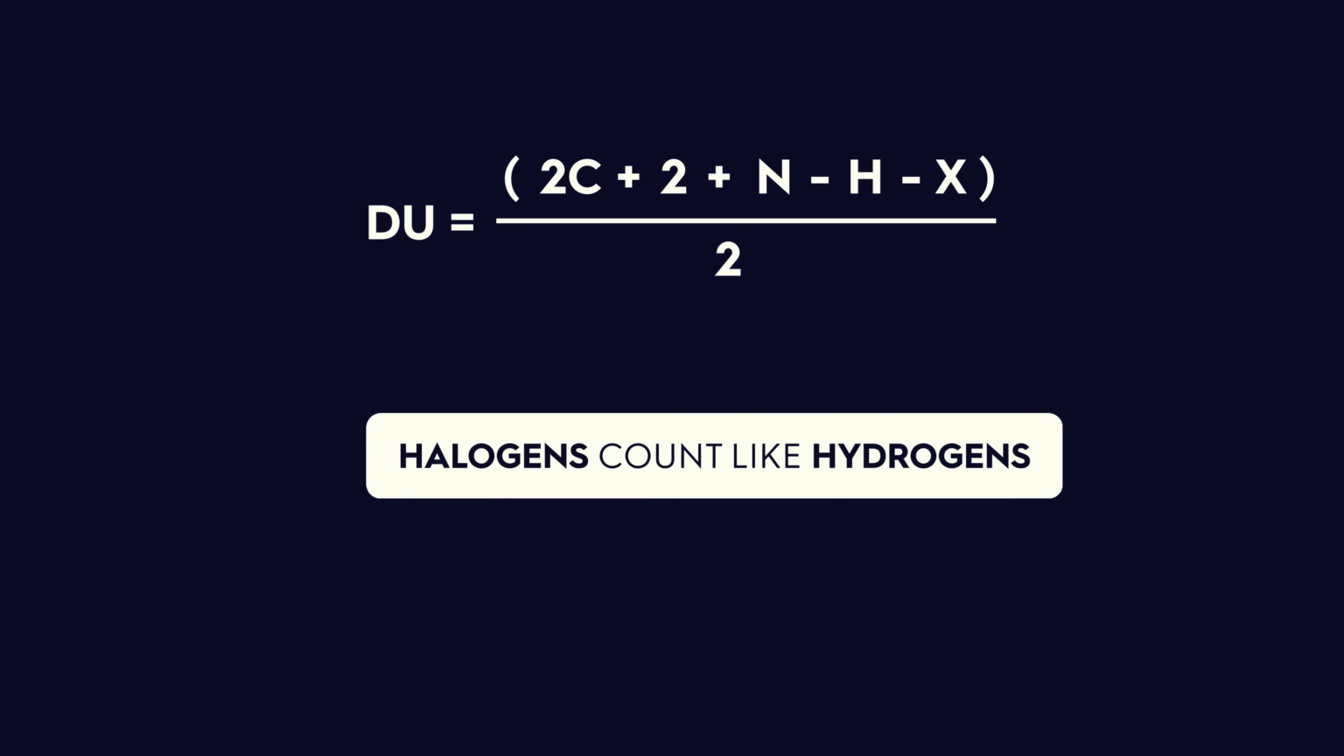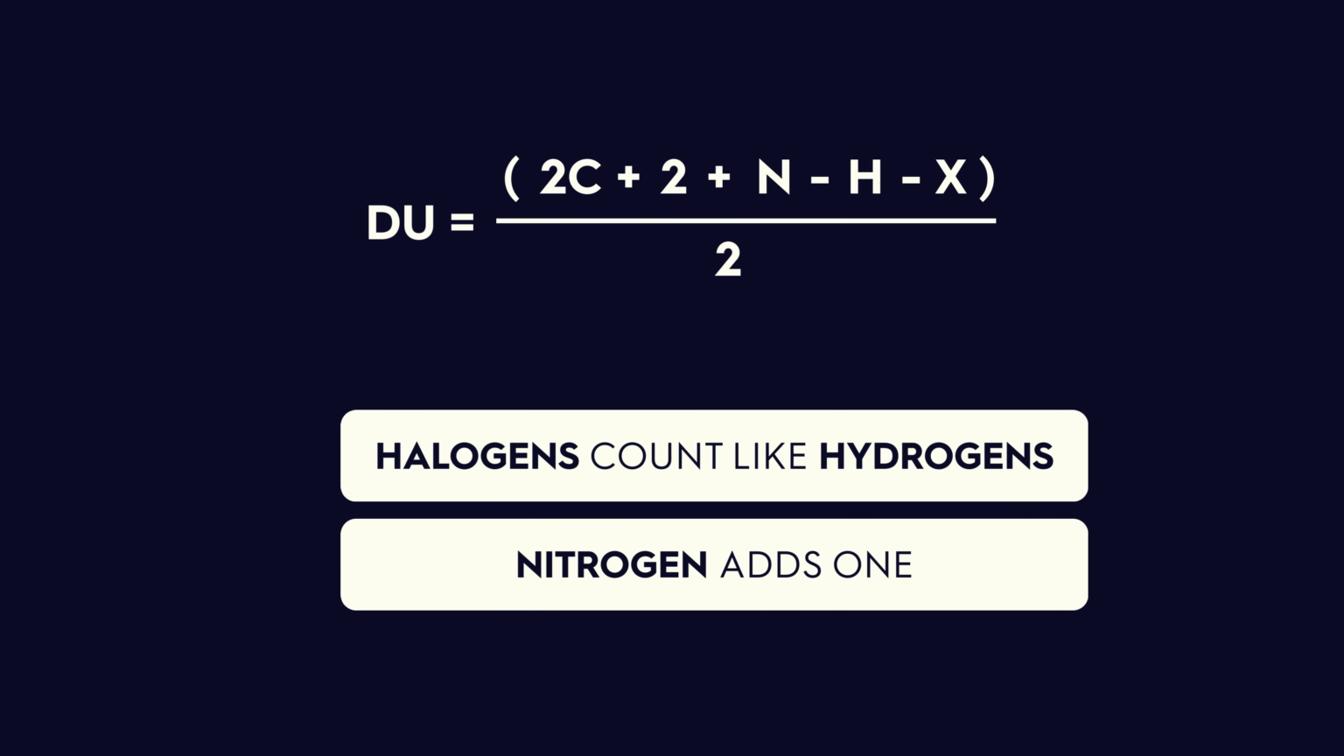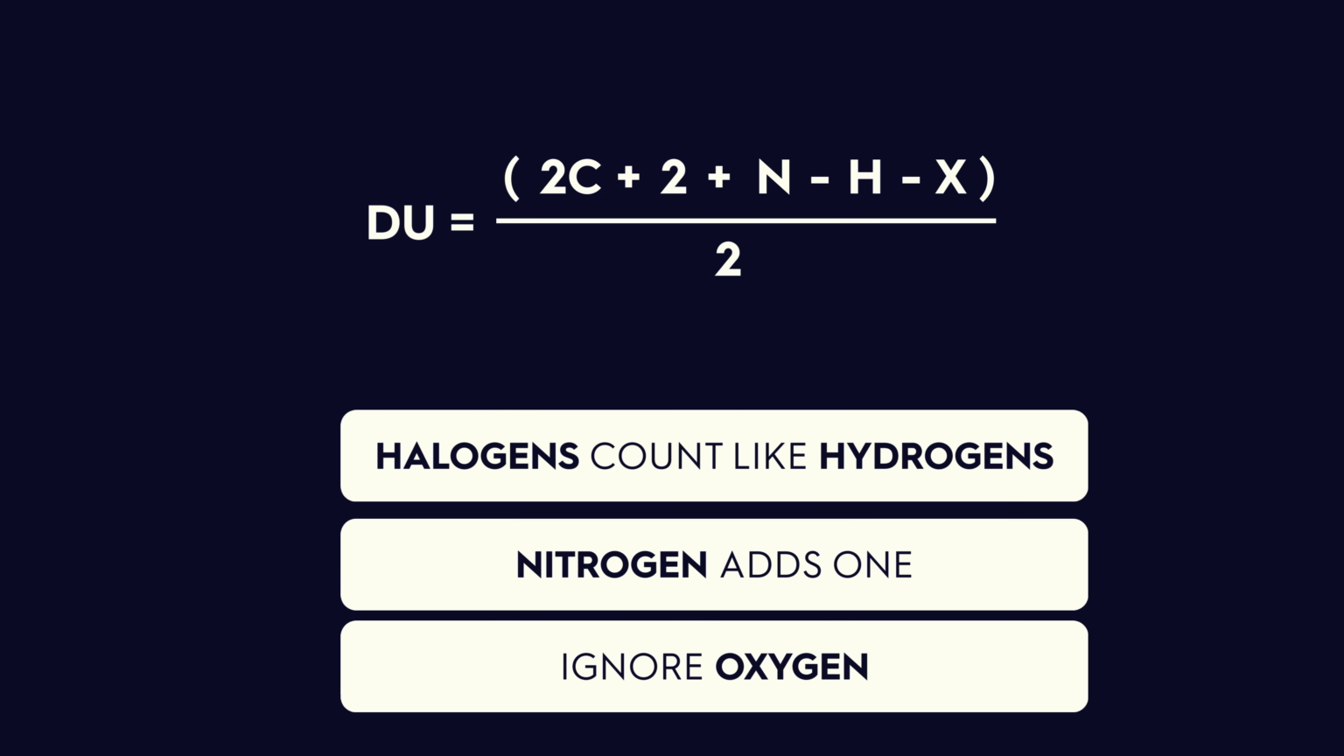To recap, degrees of unsaturation tell the total number of rings and pi bonds. Use, open parenthesis, 2 times carbon plus 2 plus nitrogen minus hydrogen minus halogens, close parenthesis, over 2. Halogens count like hydrogen. Nitrogen adds 1, and oxygen does not change the count.